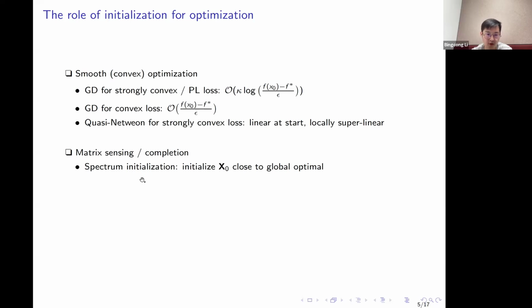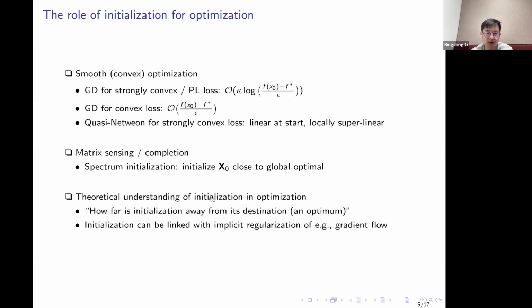So essentially, people have used the so-termed spectral initialization. The idea is that I will initialize my x0 close to the global optimum. In this way, I can ensure that locally I am smooth. So around my x0, my problem is smooth, and in this way, I can apply the theoretical results from smooth optimization one more time.